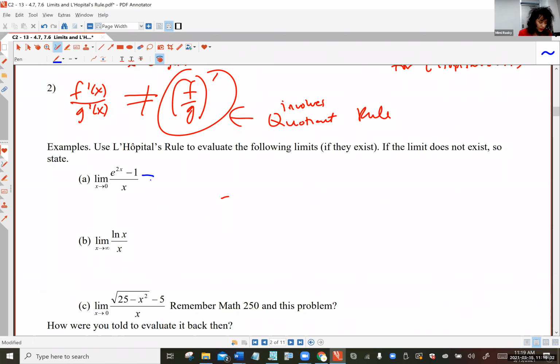Okay, so here we go. We do direct sub first. And I get e to the 0 minus 1 over 0, because the limit is as x approaches 0. Oh, but wait a minute. e to the 0 is a nice number. It's equal to what?